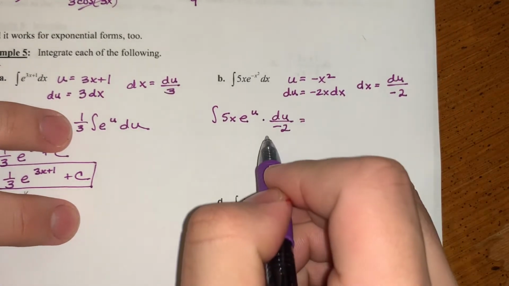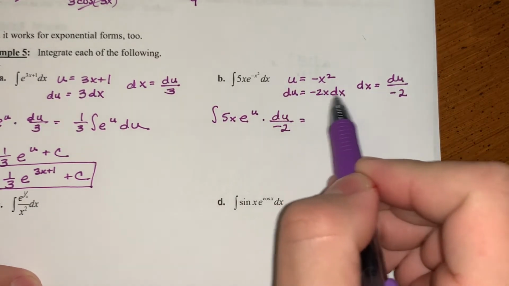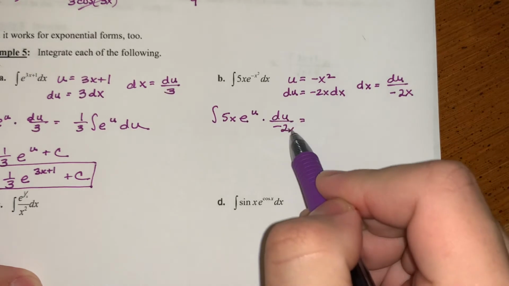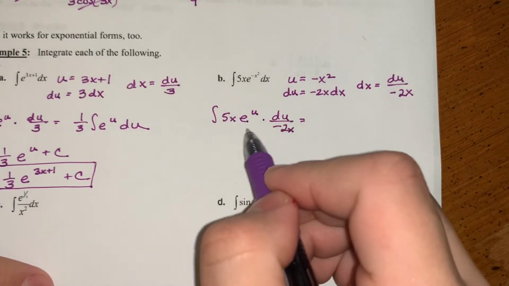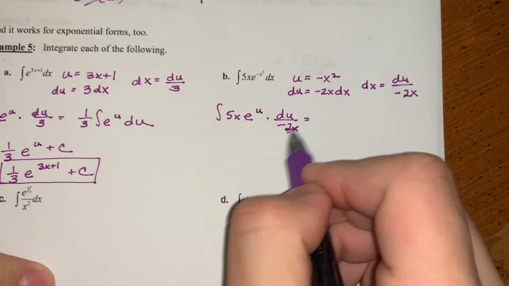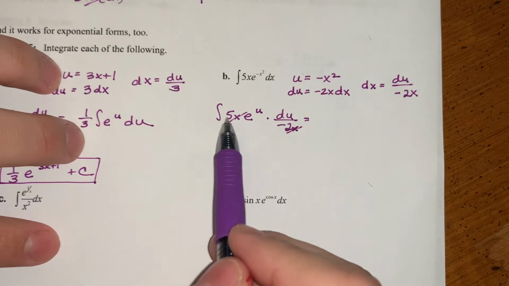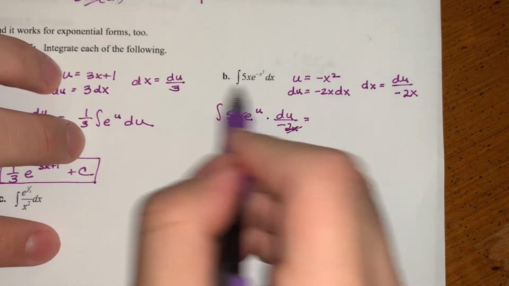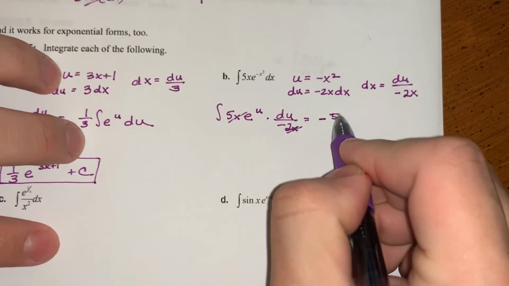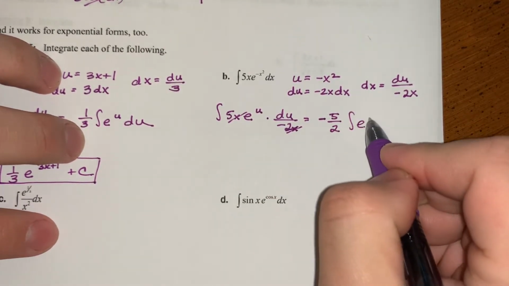So if I clean this up, oh, shoot, no. It's du over 2x, my bad, whoops. So yeah, it'll be du over negative 2x, and then the x's will cancel. Okay, so now what we have here is 5 over negative 2, which we can take outside of the integral, so negative 5 over 2 times the integral of e to the u du.